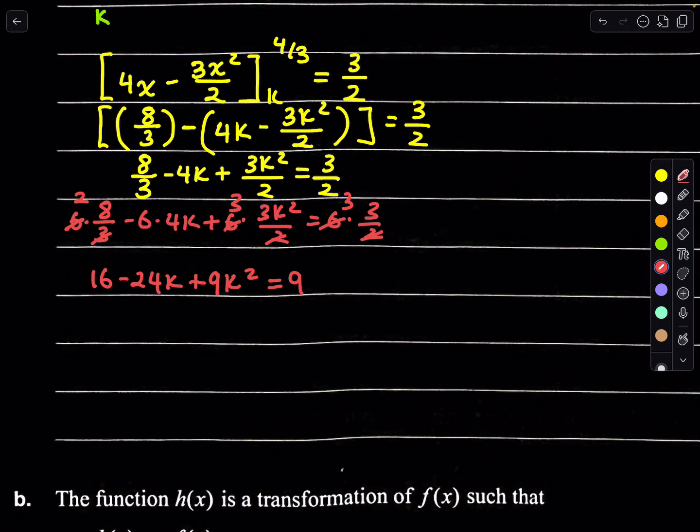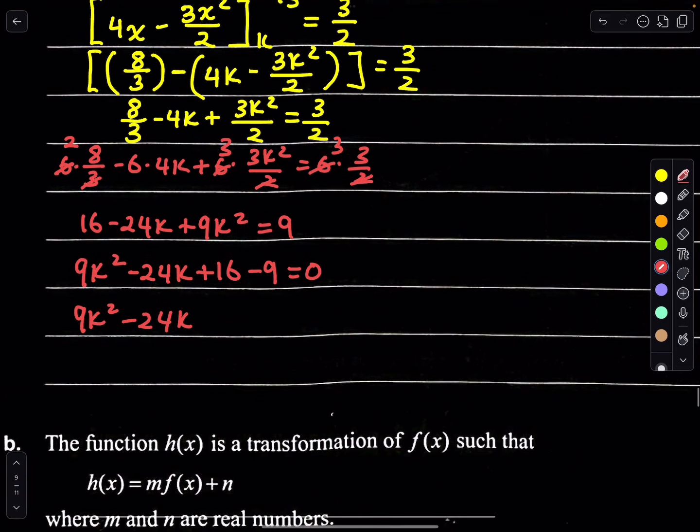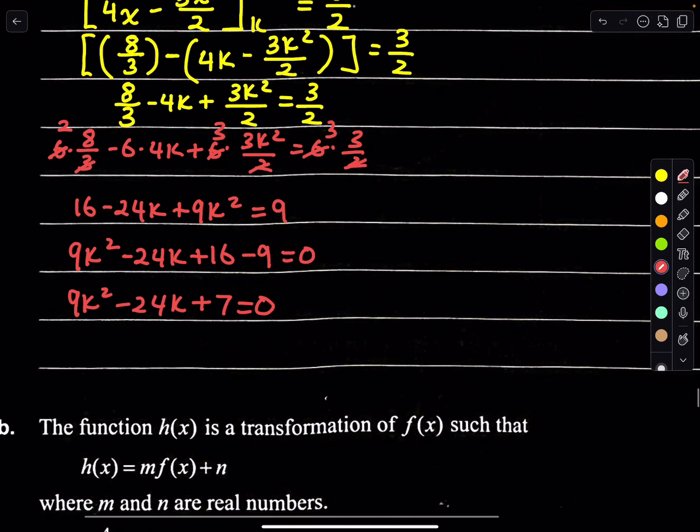Beautiful. And I'm going to bring everything to the left-hand side. So it'll be 9k squared minus 24k plus 16 minus 9 equals 0, which is 9k squared minus 24k plus 7 equals 0. All right, so we've got this, and we want to factorize this.